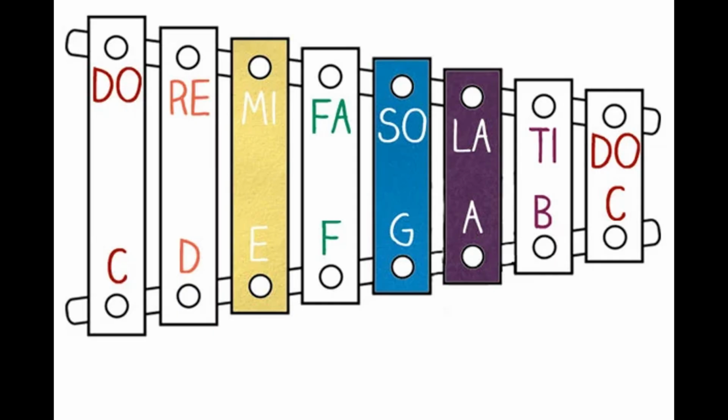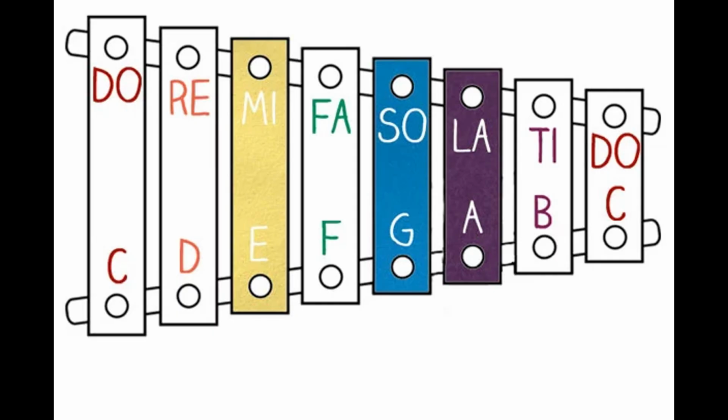And in our case, it goes like this: do, re, mi, fa, so, la, ti, and back to do. But something strange here. We have two do's, but the computer keyboard only has one letter D. Oh no! Oh my goodness! What are we going to do? Don't panic. We've got a trick for that.